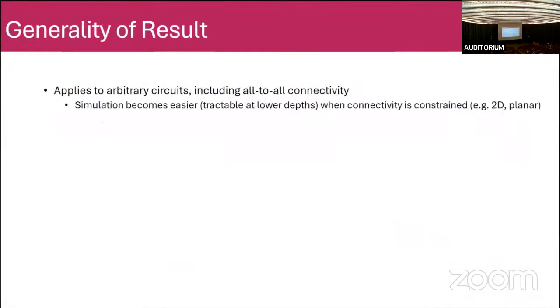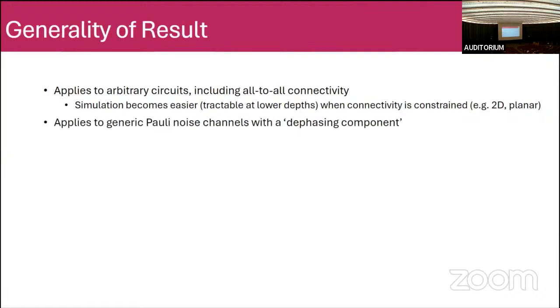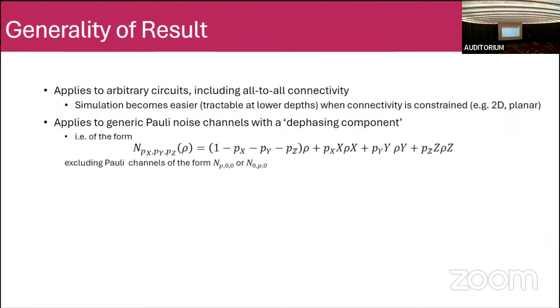So I'm going to stress the generality of this result a bit. It applies to arbitrary circuits, including all-to-all connectivity. I didn't define the noise channel explicitly because it applies to a broad set of channels that include a dephasing component. What this means is if I can express my noise channel in a way that I can extract out a dephasing component, then it fits into this classical simulation algorithm. Depolarizing noise, for example, is something that you can write as dephasing and bit flip noise. So you could simulate a circuit with depolarizing noise.